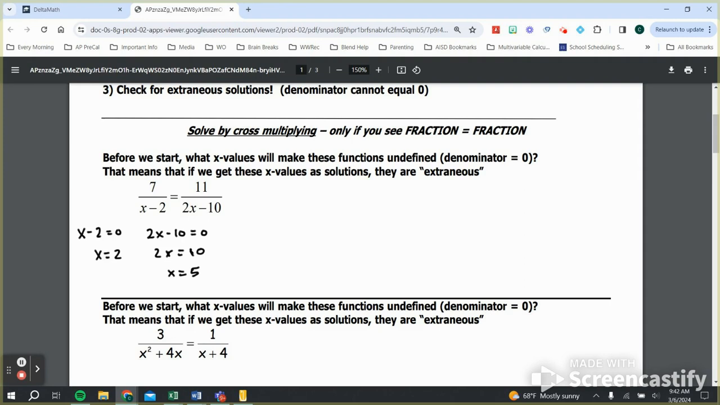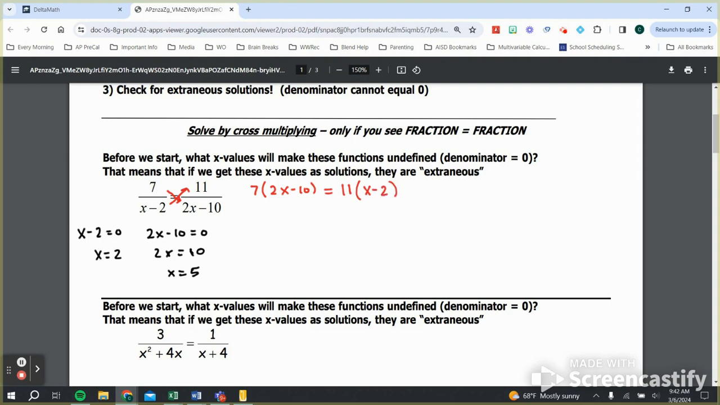So let's go ahead and cross multiply. So when we do this, take your time with it. Don't be rushed. I like to just write this down. What am I multiplying? I am multiplying 7 times 2x minus 10. And then we put equals. That's very, very important that you put that equal sign, all right? And then we cross multiply here. So on this side, we're doing 11 times x minus 2.